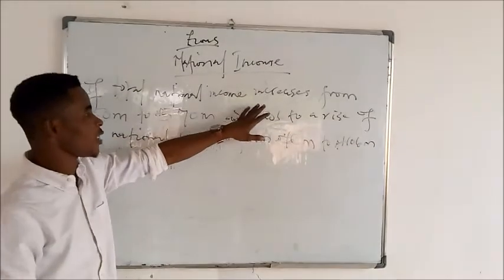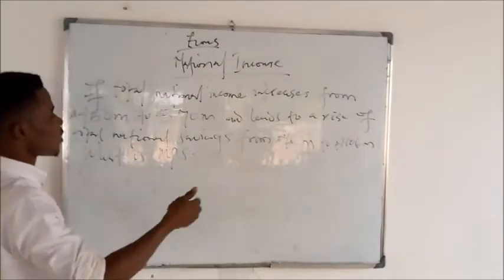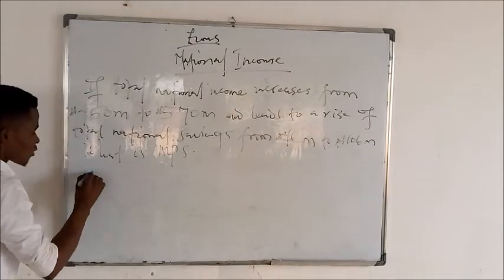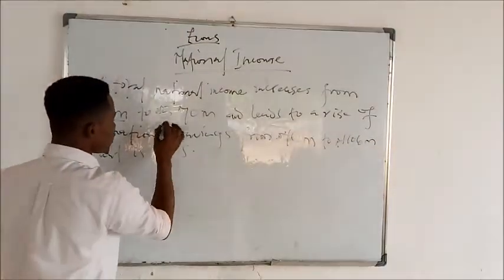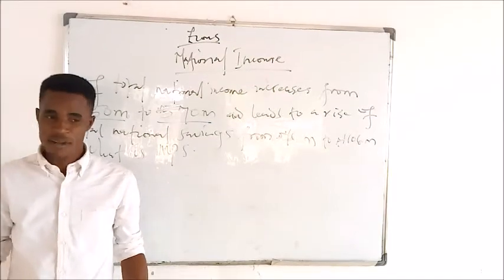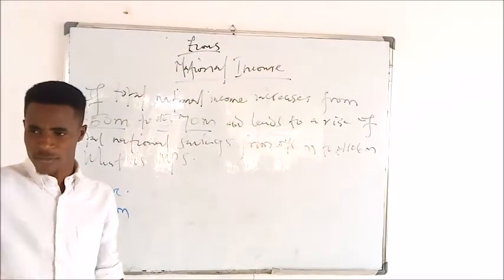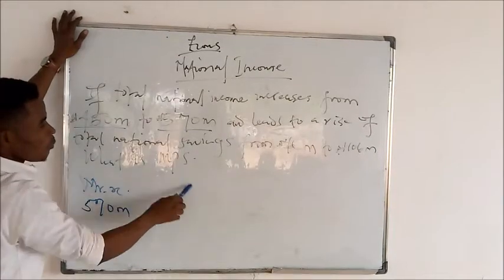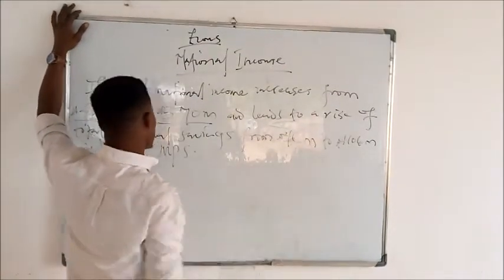So if the total national income increases from 450 million naira to 570 million naira, and leads to a rise in total national savings. That is very simple. Please look up, everyone. Let us consider Mr. X, who was receiving 450 million naira before. But now, the guy is receiving 570 million naira. You can see life has changed, isn't it? Therefore, you should expect an increase in savings. Do you understand? Why? Because the income has increased. So we have that if the total national income increases from this to this, and leads to a rise of total national savings from 46 million naira to 106 million naira.